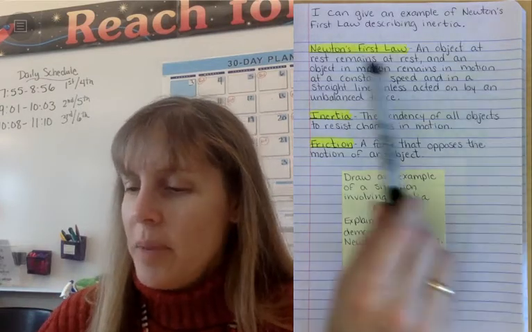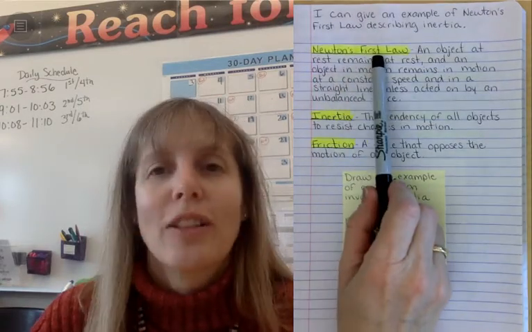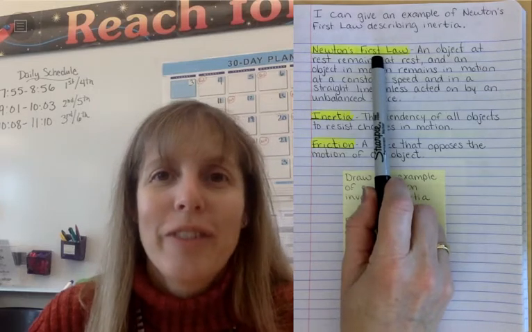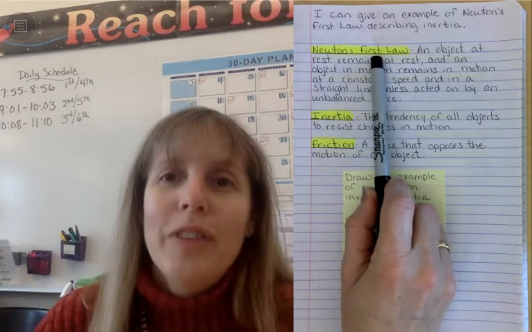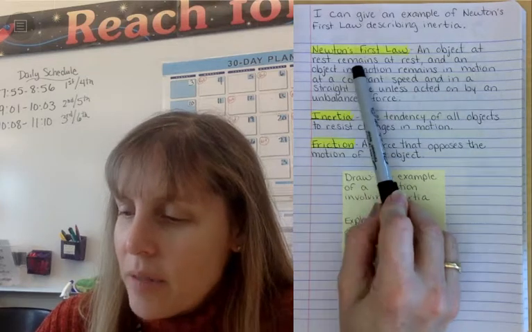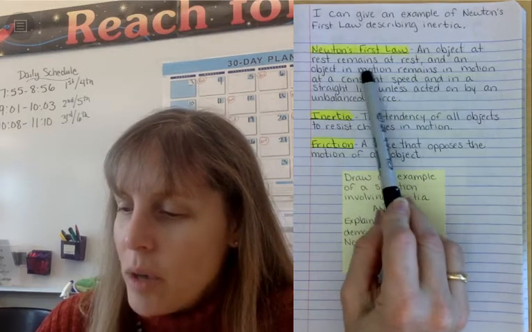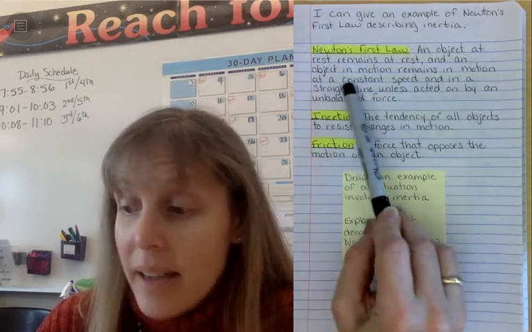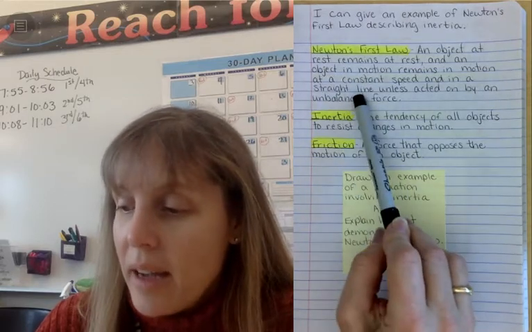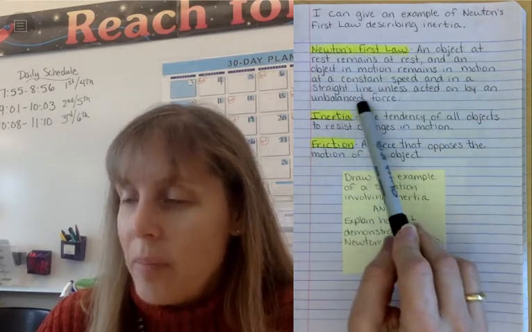Our first term is Newton's first law. Say it with me. Newton's first law. Newton's first law says an object at rest remains at rest, and an object in motion remains in motion at a constant speed and in a straight line unless acted on by an unbalanced force.